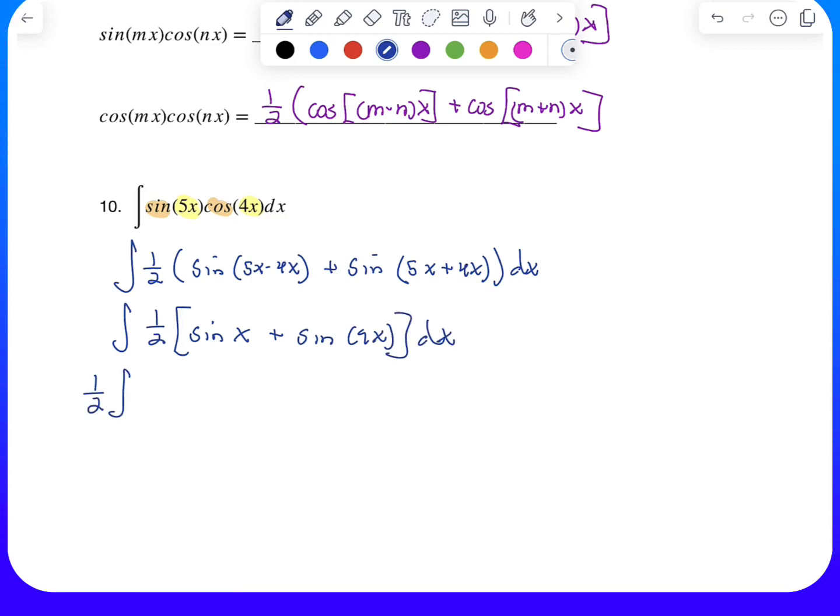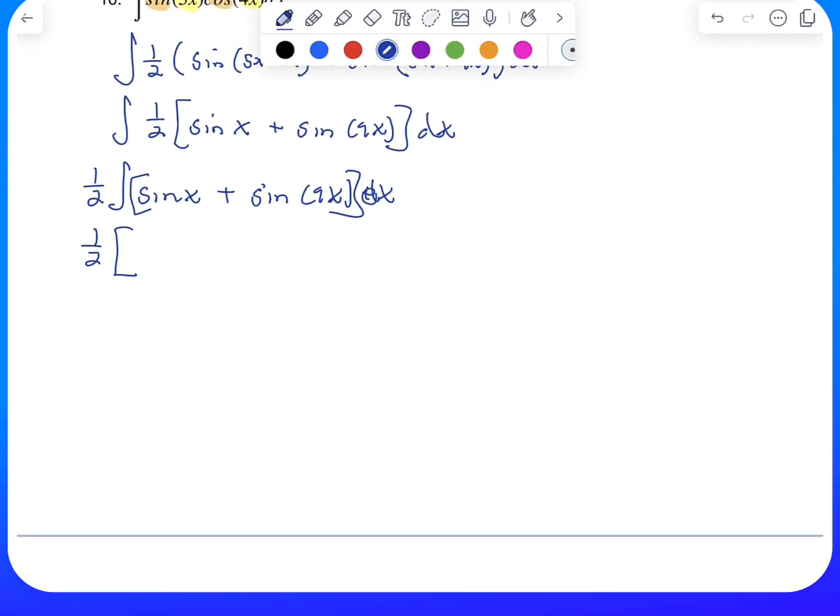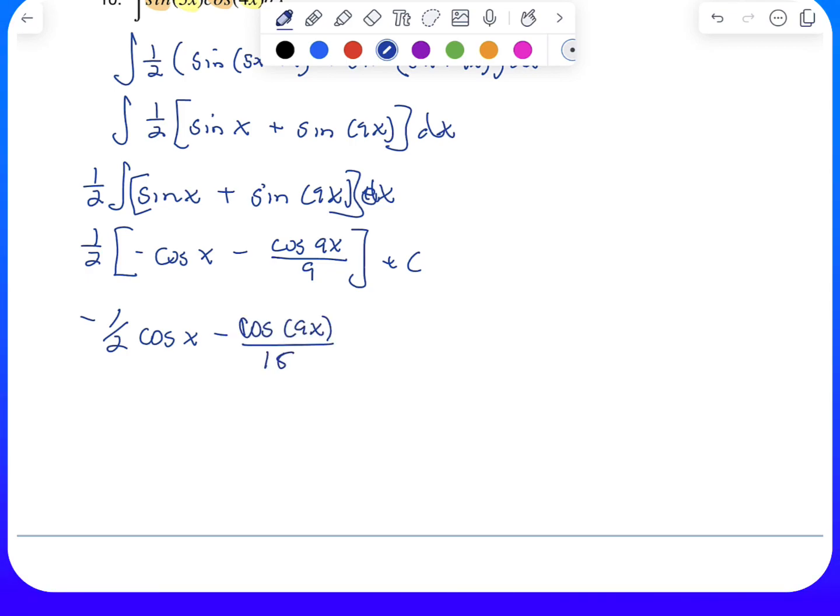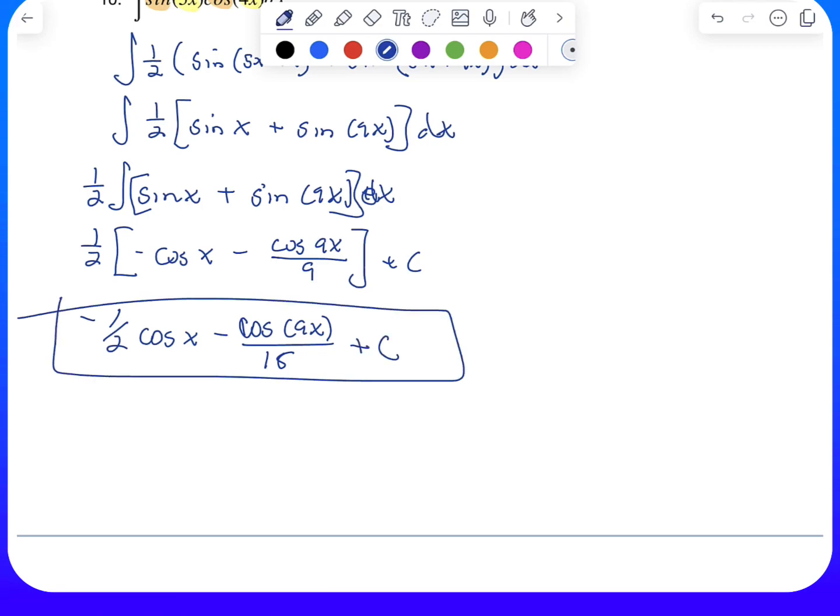So I can distribute that integral. So it's going to be 1/2 the integral of sine of x plus 1/2 the integral of sine of 9x dx. And the integral of sine of x is negative cosine of x. And the integral of sine of 9x is negative cosine of 9x over 9. So our final answer, distributing the 1/2, is negative 1/2 cosine of x minus cosine of 9x over 18 plus c. And that's what you do when the angle measurements are different.